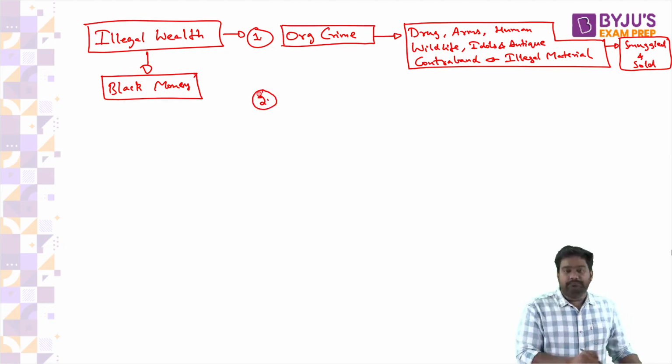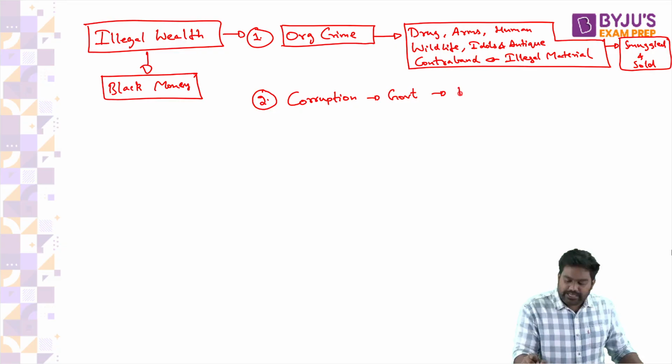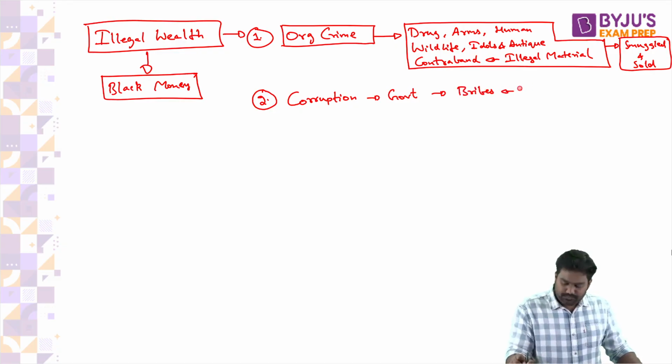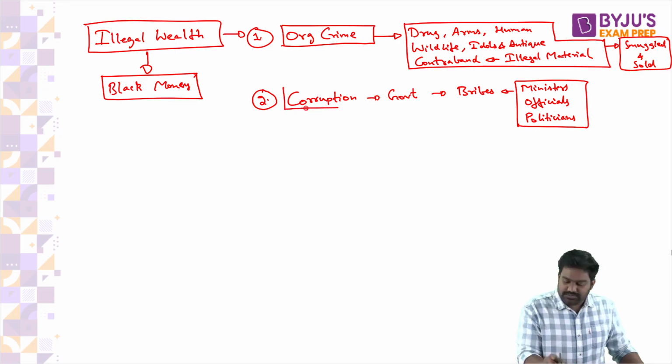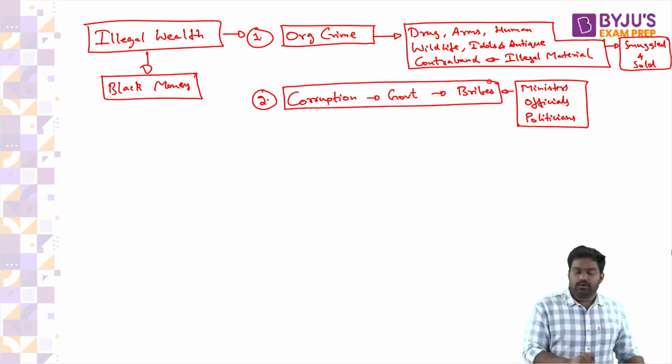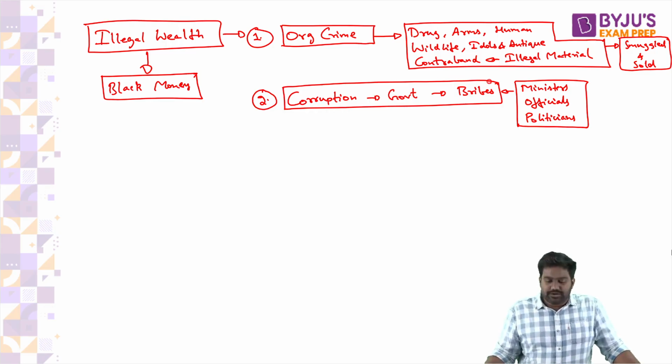Apart from organized crime, corruption within the government, where bribes are being taken by ministers, government officials, politicians, etc. This again becomes unaccounted wealth. Obviously, they won't report this wealth. They don't pay taxes on it. This illegal wealth generated through bribes, through corruption, is another major source of black money or illegal wealth.